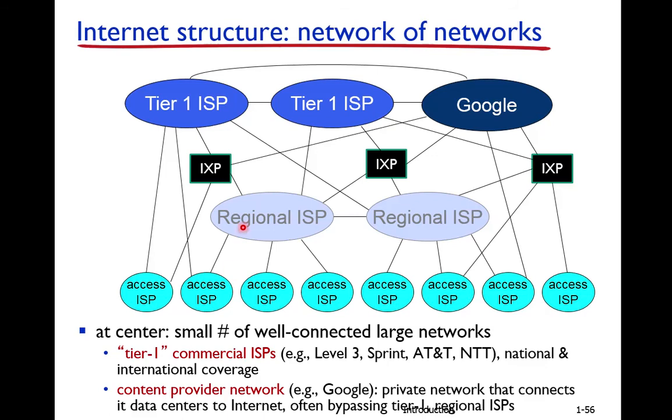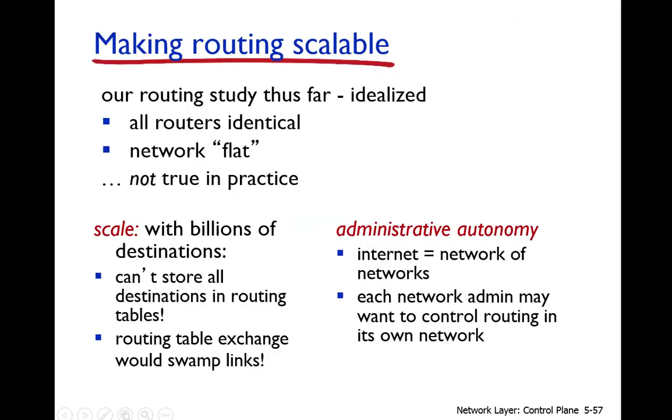This is the low level hierarchy, this is the top level. And these regional ISPs are interconnected through tier 1 ISPs. So we can see that we have a hierarchical approach. We can't store all destinations in the routing table, and if we store this information, then the routing table will overflow, so it is impossible.